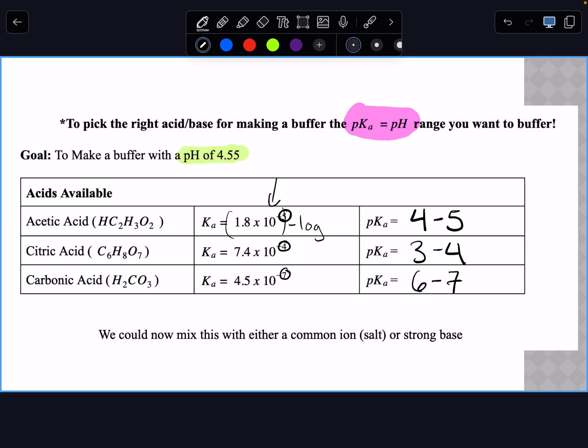So which acid would I want to pick for my buffer? Yep, the first one, because I want 4.5 and that falls within my range. So I would choose to use acetic acid and then I would add a certain amount of salt to get us there. Does that make sense on how to pick the right substance for a buffer I'm trying to make? Yes. Okay.